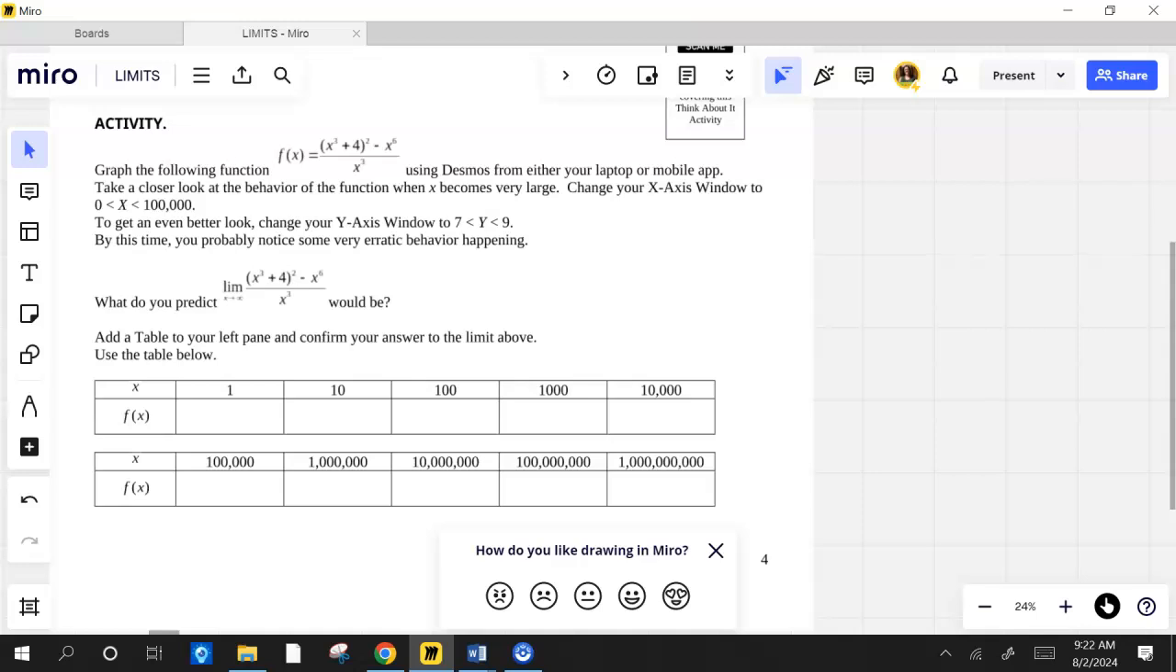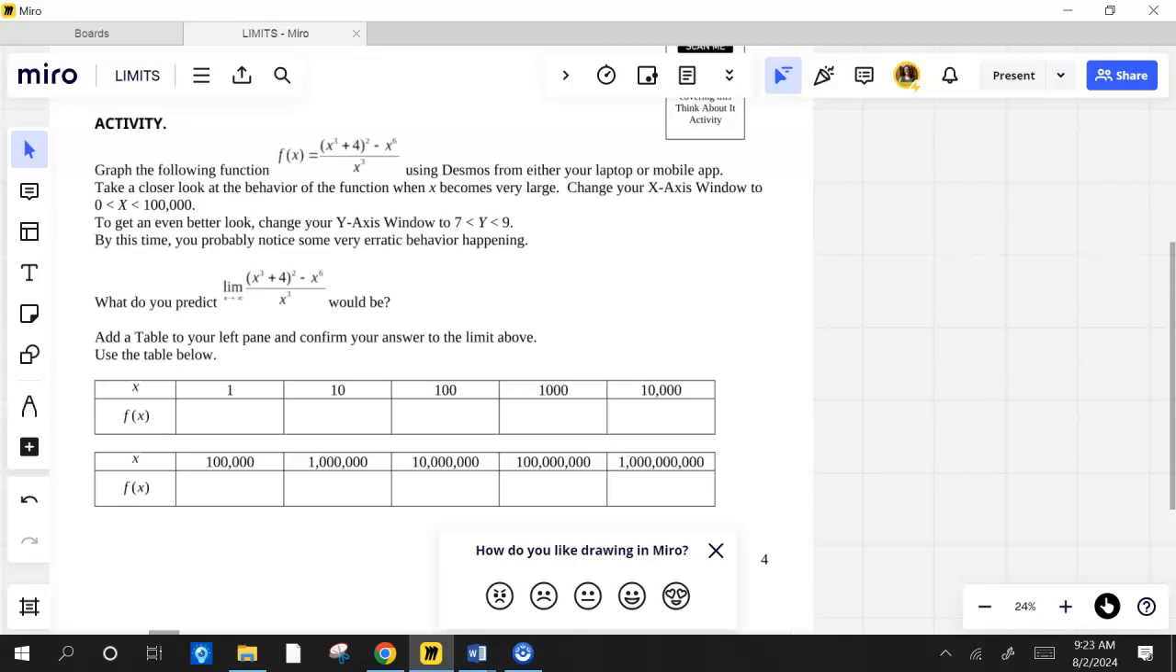Everybody listen, because this is the kind of stuff that will throw you that you're supposed to know. Make sure you input your calculator correctly. Your entire numerator is input, your entire denominator. Make sure you can get things graphed the way they're supposed to be graphed. It's telling you change your x-axis window from 0 to 100,000, and change your y-axis from 7 to 9.